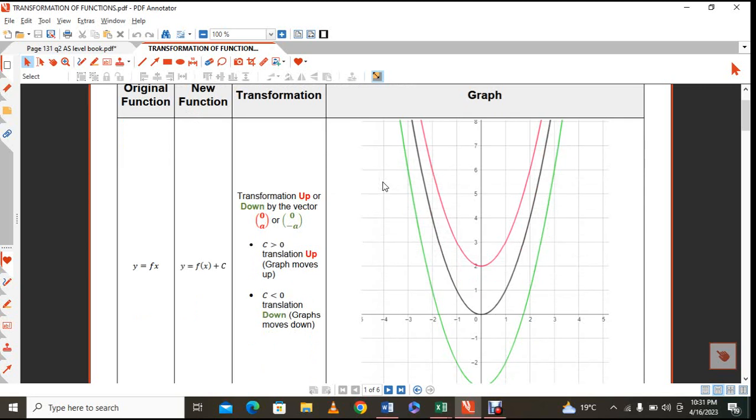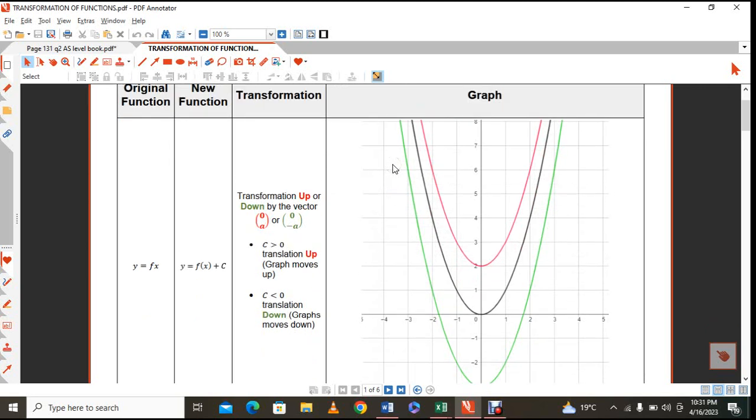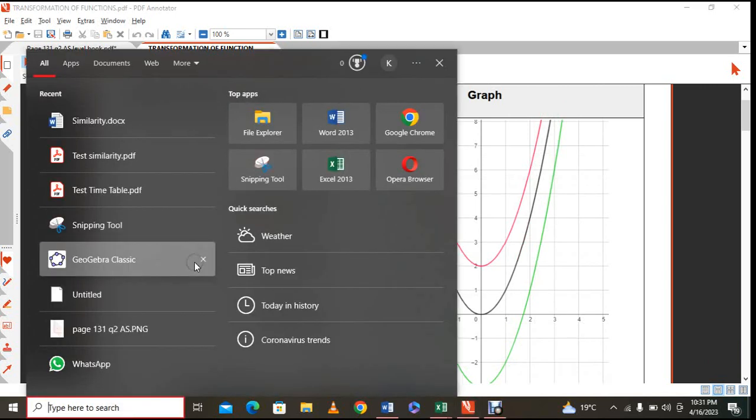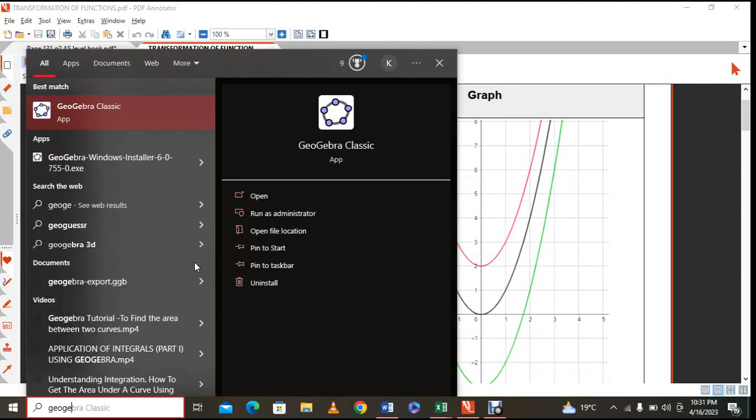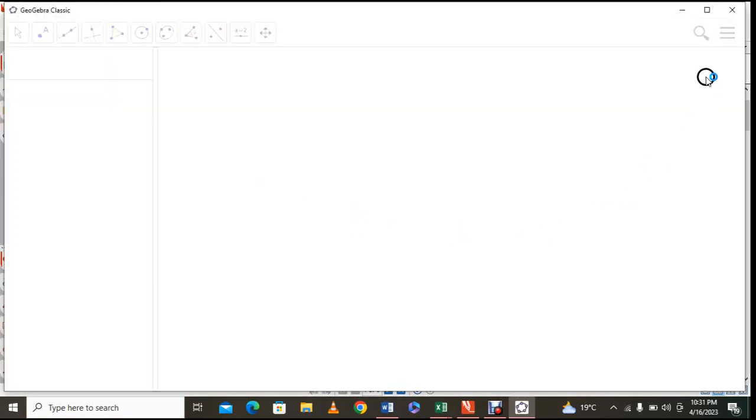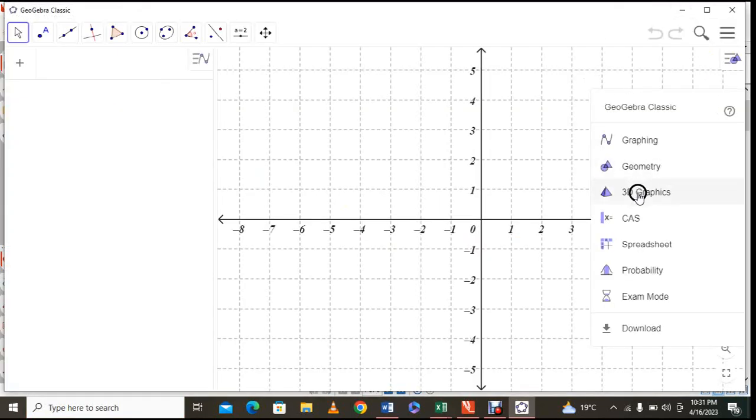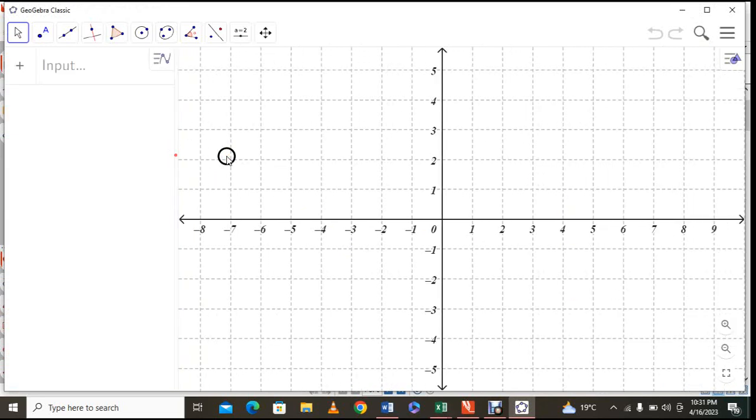Okay, so we start off by using various types of software. One of the software, and it's quite a free software that you can download, is GeoGebra. It just allows you to draw the graphs so for you to have an understanding. So I'll be using GeoGebra throughout this presentation to do the various functions.